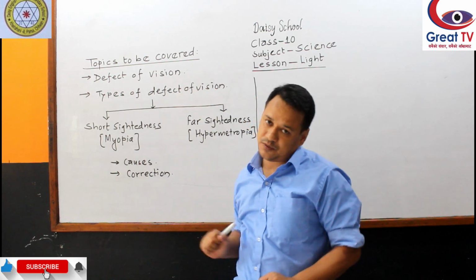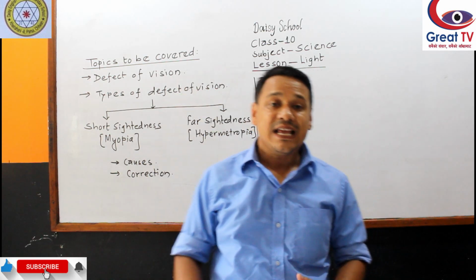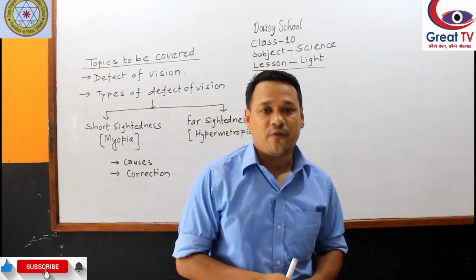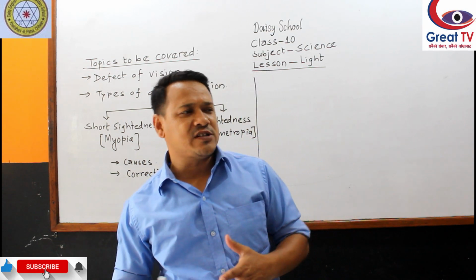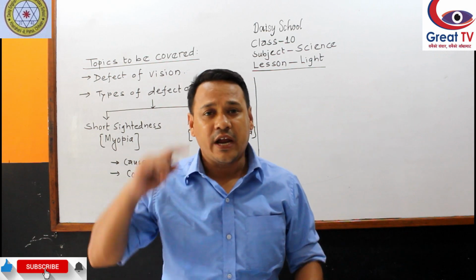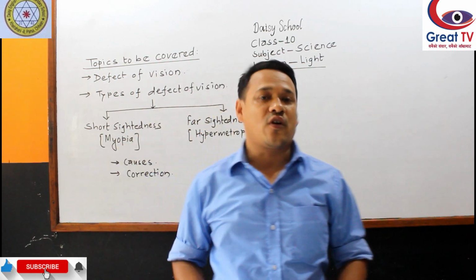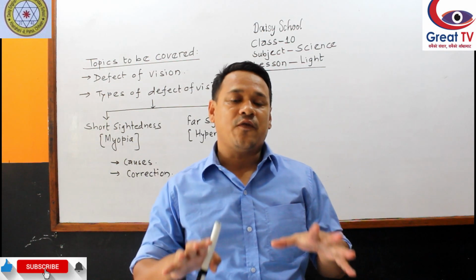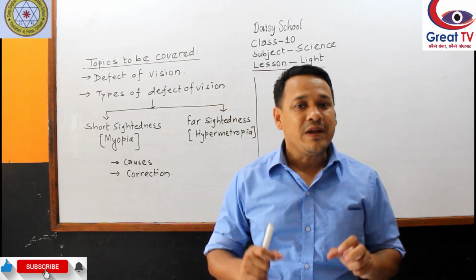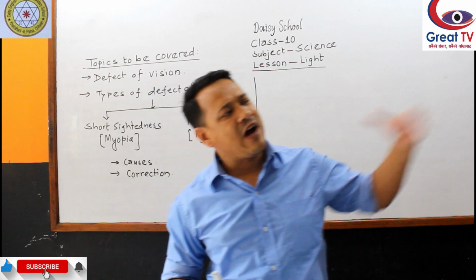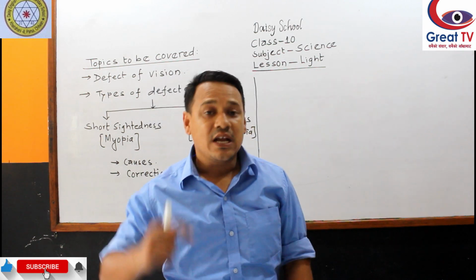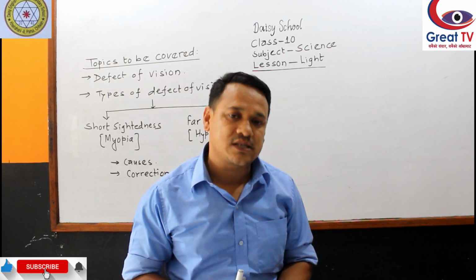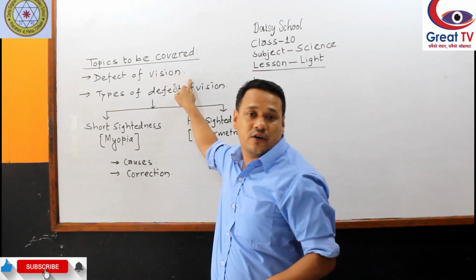Defect of vision means inability of the eye to form a clear image of a far or near object at the retina by changing the focal length of the eye lens. That is called defect of vision.